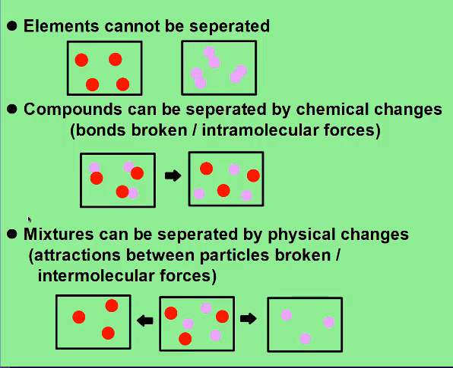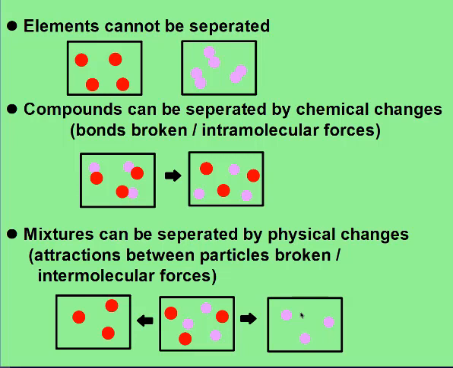Mixtures can be separated by physical changes because the attractions between the particles are the only thing that have to be broken. These attractions are what we refer to as intermolecular forces. Between molecule forces. So this middle picture represents our mixture. We have the red and pink particles, and then we could physically separate them into the red particles and the pink particles. So how we separate them, we can separate them by physically moving them.